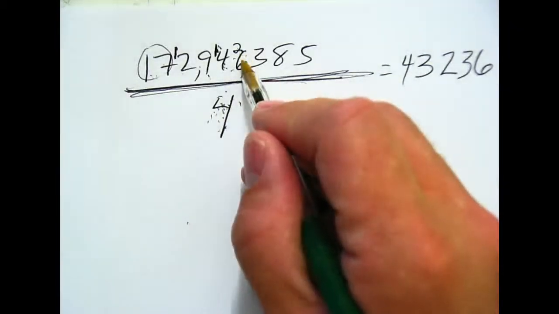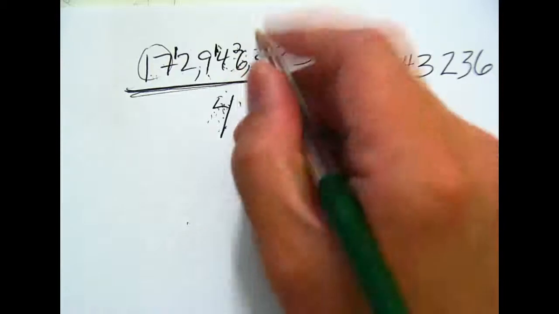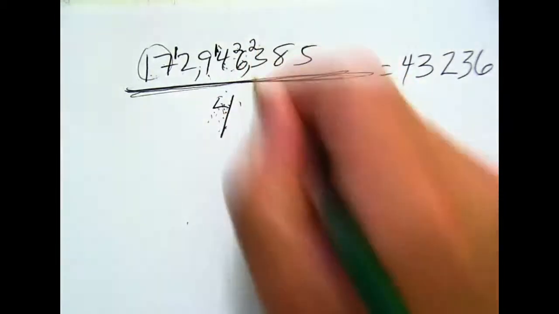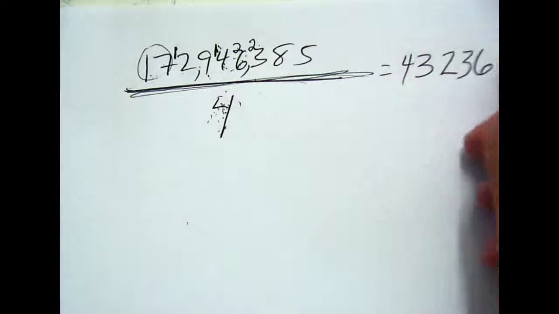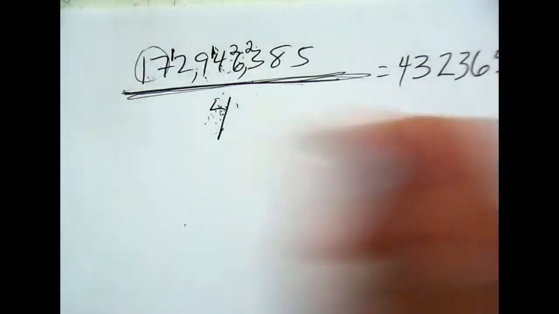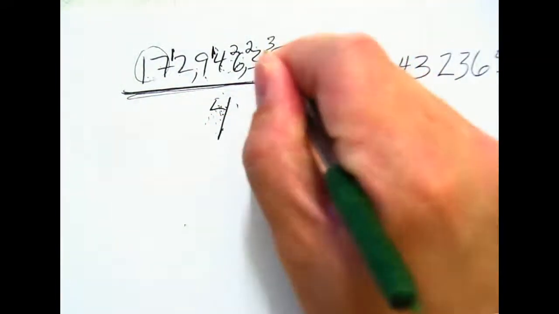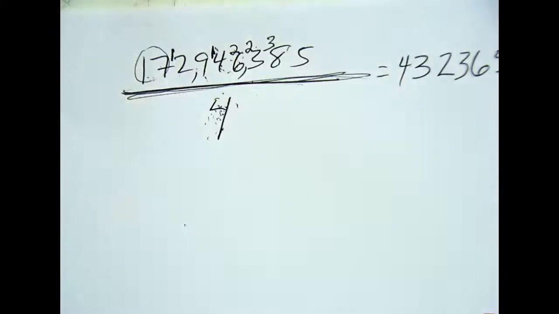2. Where's the 2 go? In front of the 3. 4 into 23, how many times? 5 times. How many left over? 3. Put the 3 there. 4 into 38, how many times?